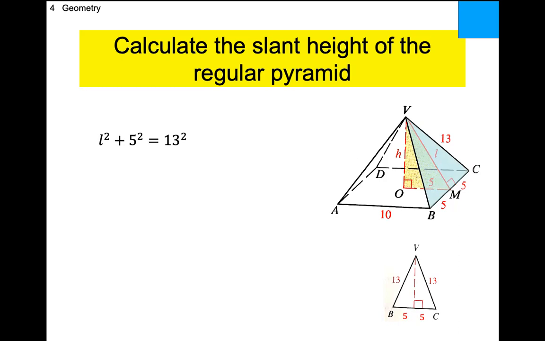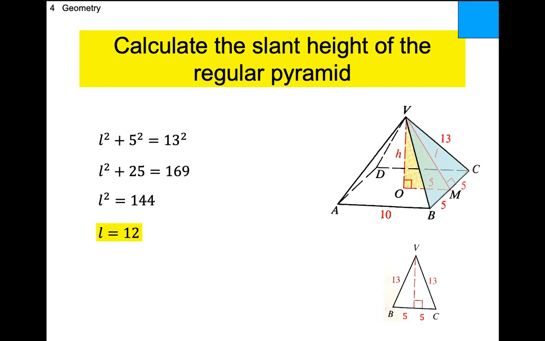So to find L, L would be VM. That's the unknown. So that side squared plus 5 squared equals 13 squared. Hey, this is just Pythagorean theorem. Let's see, 5 squared is 25, 13 squared is 169. Subtract 25 from both sides. Take the square root of both sides. So we just found that the length was 12. So there's version 1 of how to calculate L. If you know a lateral edge, we did 13, and you know the side of a base, and it's regular, you can do this calculation right here.